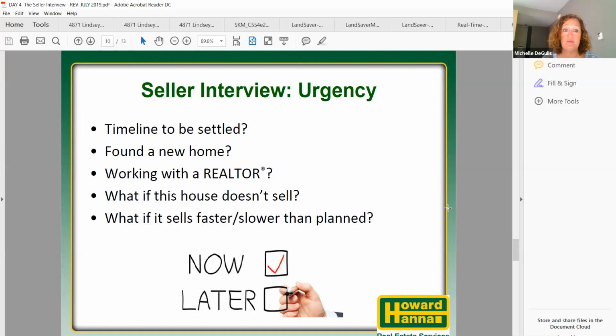Maybe their timeline is very fast. And again, when I said it's going to help you price that home, that's when you find out that they are very motivated. They need to be out of state by the end of the month, and the kids need to be enrolled in school.